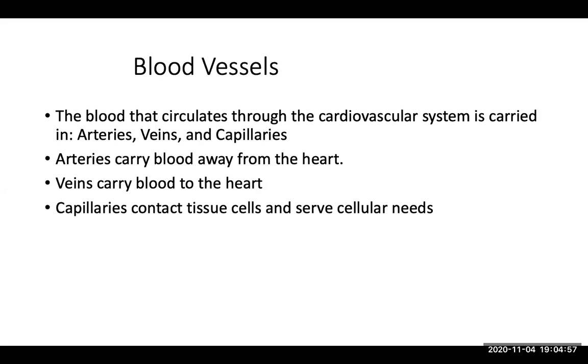Blood vessels then. The blood that circulates through the cardiovascular system is carried in your arteries, your veins, and your capillaries. Arteries always carry blood away from the heart, and most carry oxygenated blood, except for your pulmonary arteries, which carry deoxygenated blood to your lungs to pick up oxygen. Veins carry blood back to the heart, and most veins carry deoxygenated blood, except for your pulmonary veins, which carry oxygenated blood back from the lungs. Capillaries will contact tissue cells and serve cellular needs by offloading all of the nutrients, oxygen, or hormones that your tissues need.